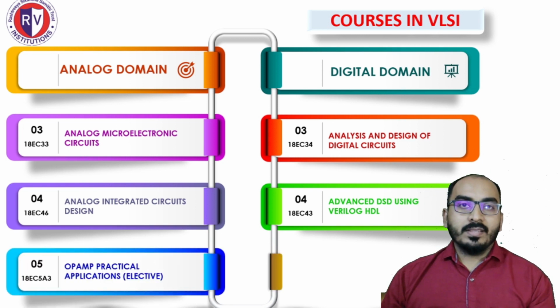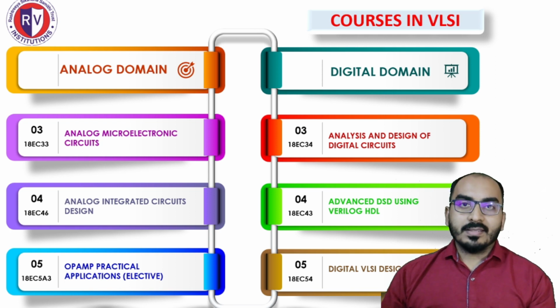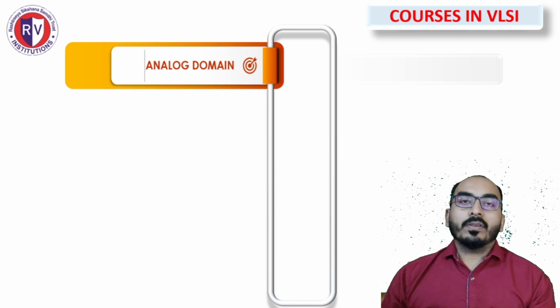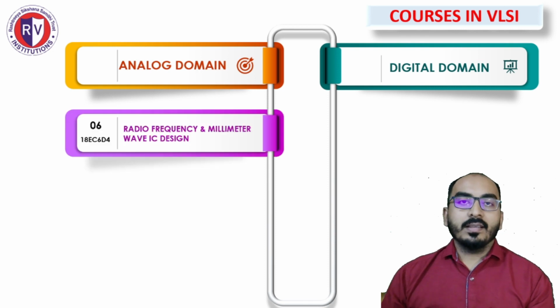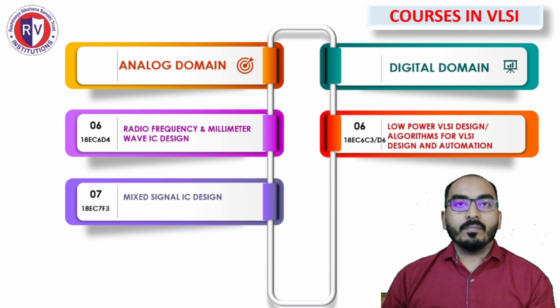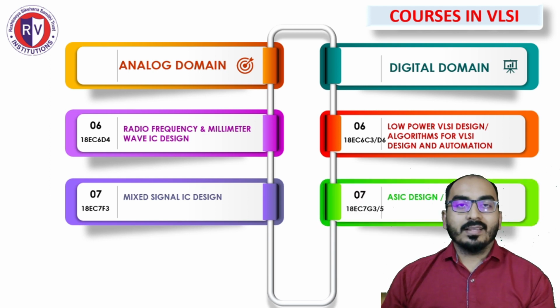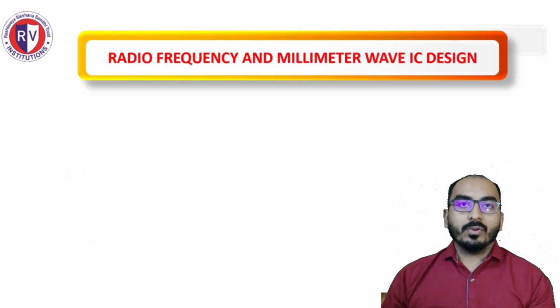The courses AMC and AICD laid the foundation of discrete and integrated circuits, its design and analysis. The electives of 6th and 7th semester are built upon this foundation. In 6th semester, you have a course Radio Frequency and Millimeter Wave IC Design, and in 7th semester, you have a course which deals with the design of mixed signal ICs. At the same time, you have many interesting courses in digital domain. This video is intended to give an introduction to the course Radio Frequency and Millimeter Wave IC Design.